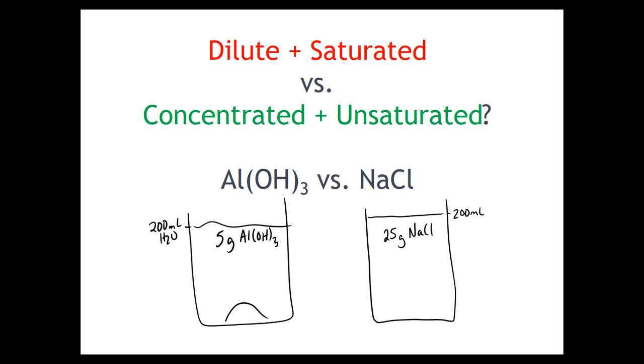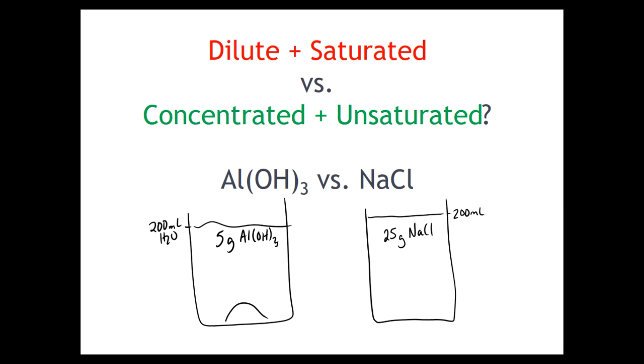Now, if we look at this, we've got aluminum hydroxide and sodium chloride, and I made a solution that's 200 milliliters of each of them. Both of them will mix with water. They're both soluble. But you can see that I put in 5 grams of aluminum hydroxide, and in no time it became full. The parking lot's full. It couldn't fit it all in there. But I dumped in a whopping 25 grams of sodium chloride, and it all went in there. And I could continue to add more because there's still room in the parking lot for it.